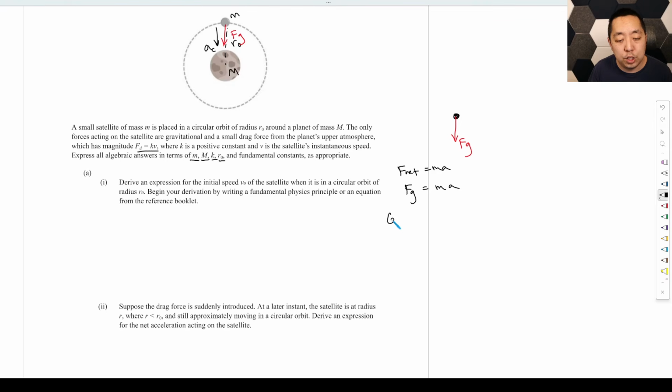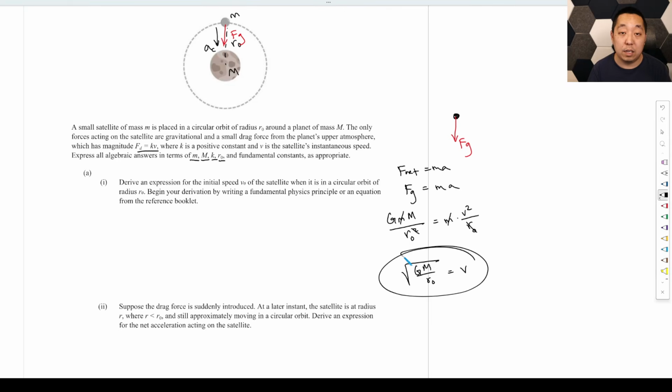So this force is G times the mass of the satellite times the mass of the planet, divided by r0 squared. That's Newton's law of gravity. That equals the mass of the satellite times v squared over r0, right? That's the centripetal acceleration. Little m's cancel. You can solve for v by canceling out one of those r's and then taking the square root. v equals the square root of GM over r0. Okay, that's pretty standard. Did that in AP Physics 1, so that's not a very complicated derivation.